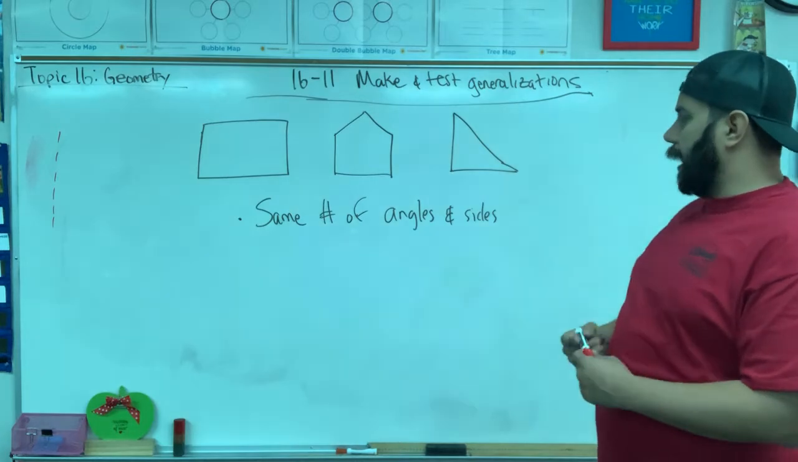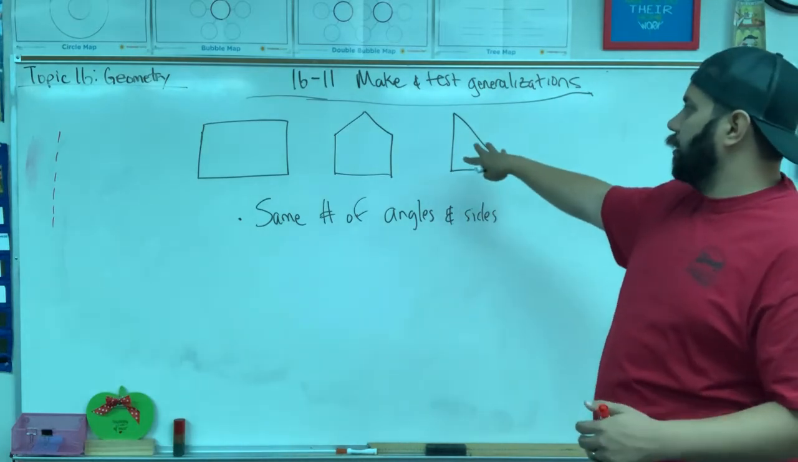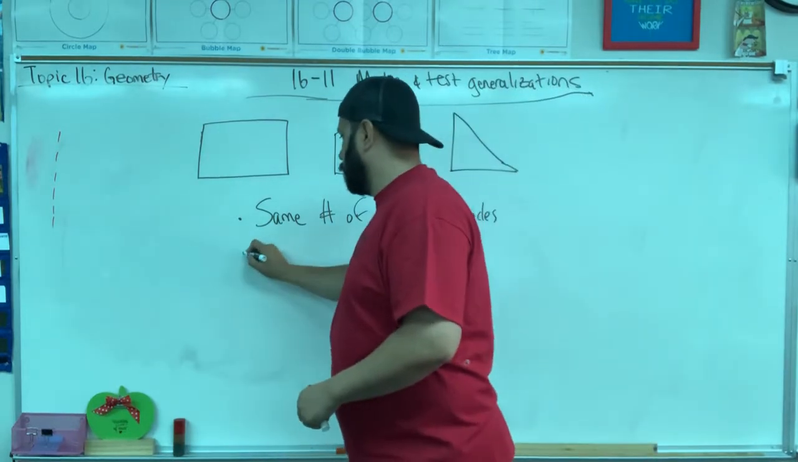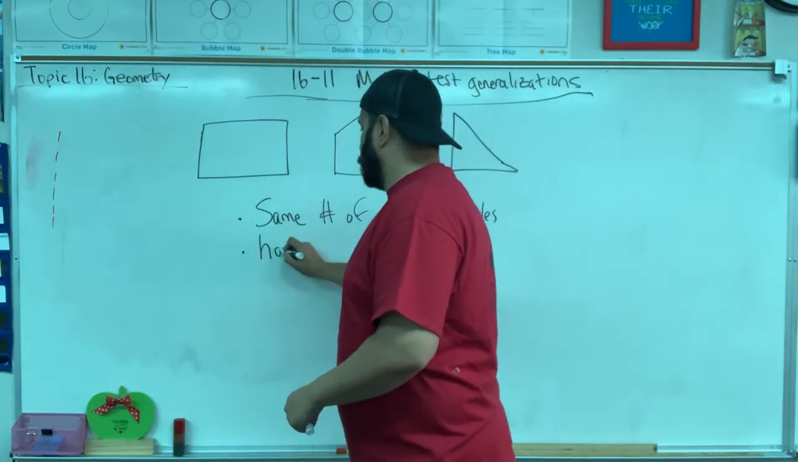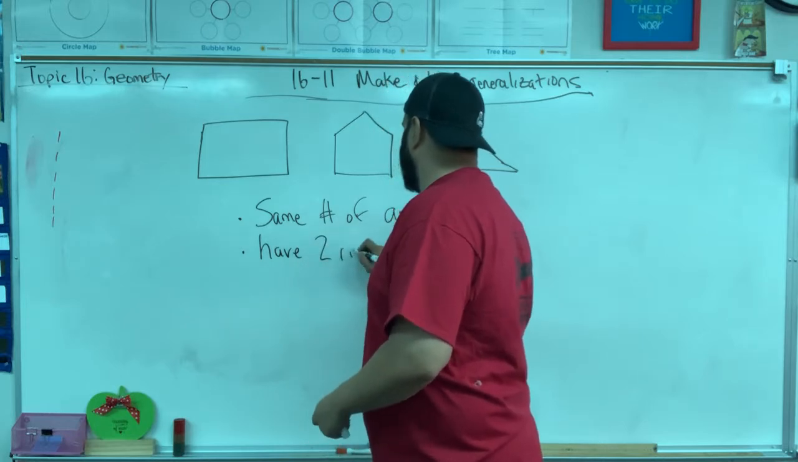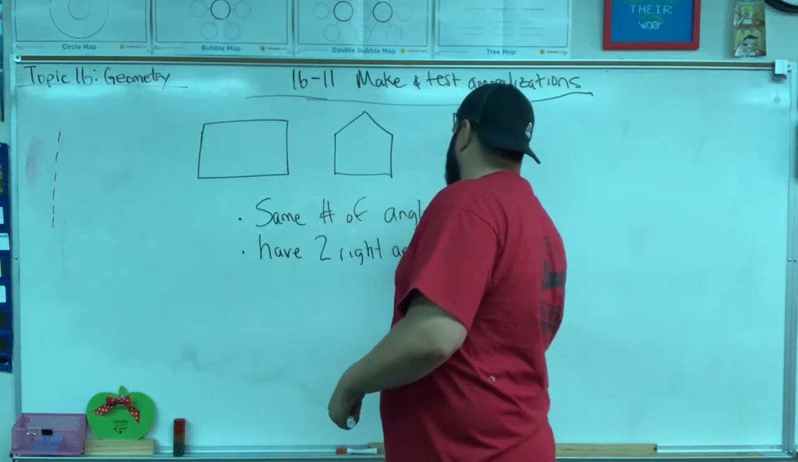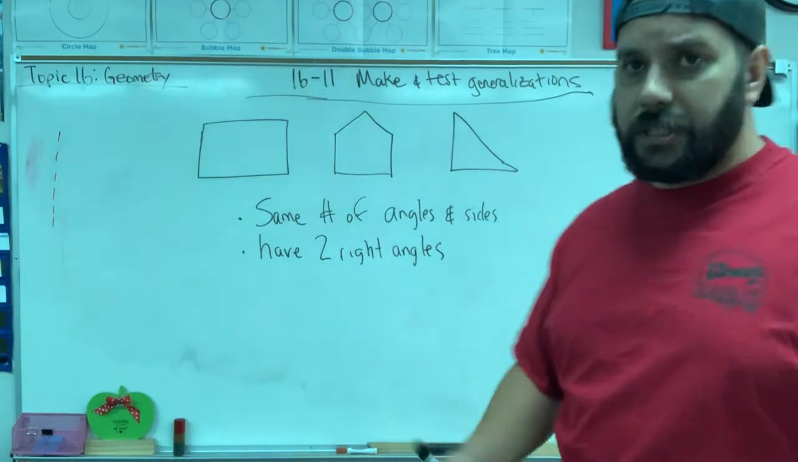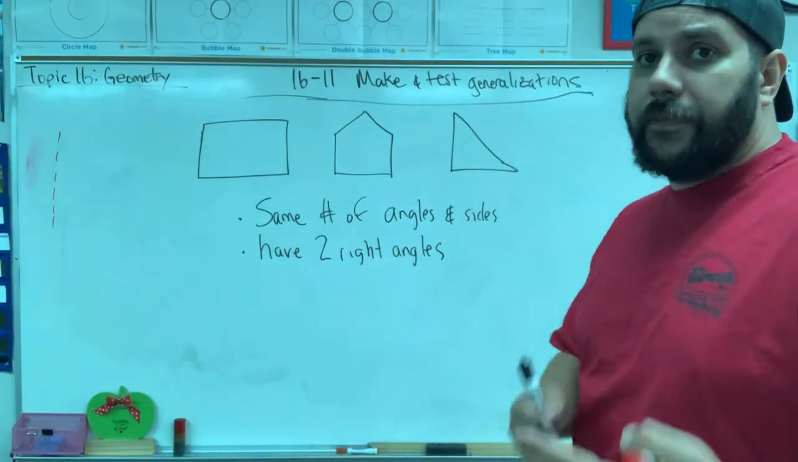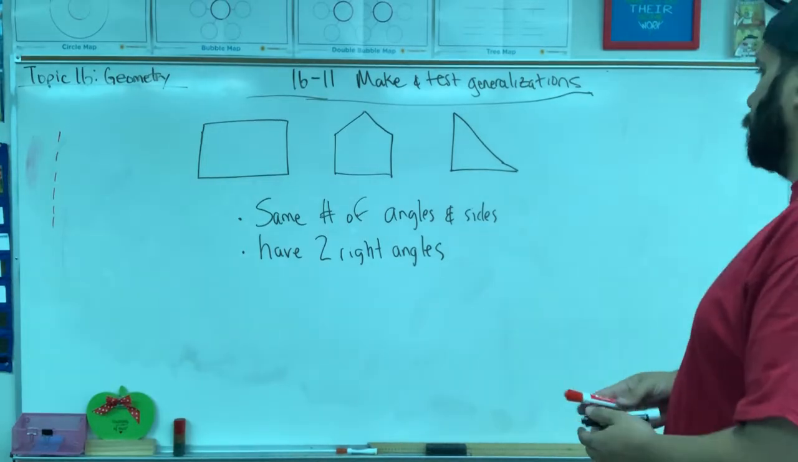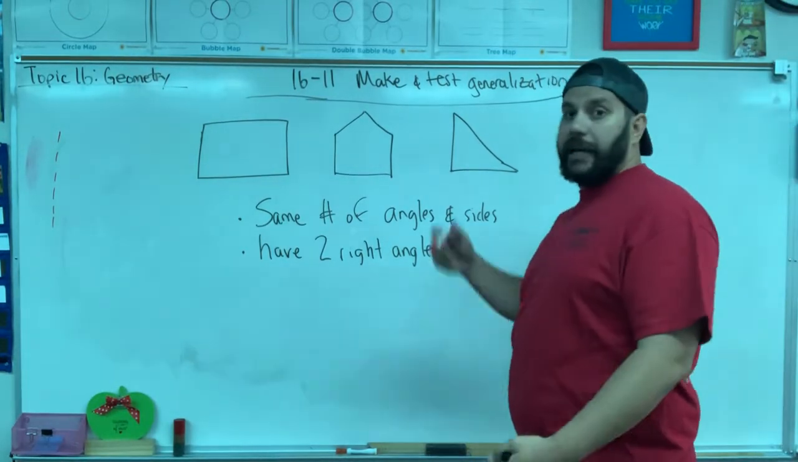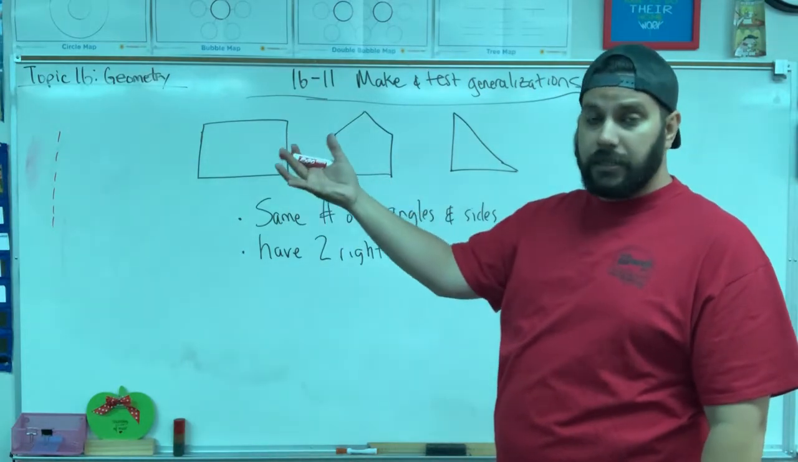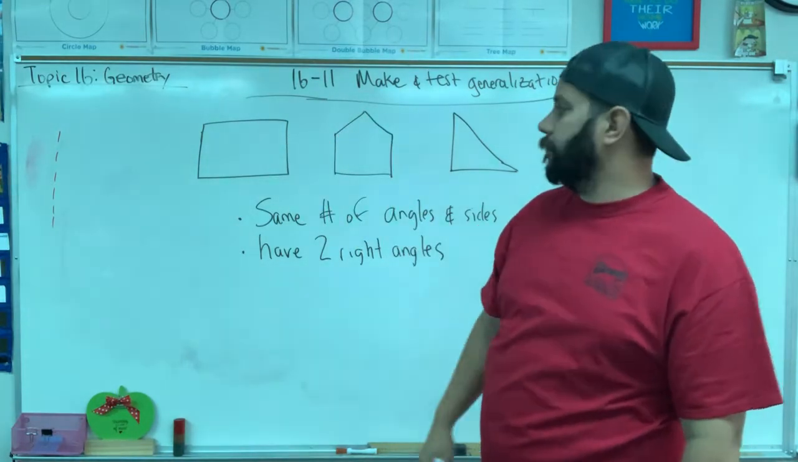Okay? And I look up here and I see a lot of right angles, so I'm going to say they all have 2 right angles. Okay? So now I've made some generalizations about these shapes, and now it's time for me to test them. So I'm going to test the first one. And the way I do that is I'm just literally going to count the shape's sides and the shape's angles.